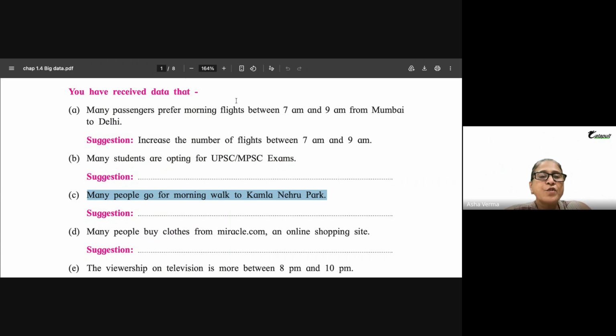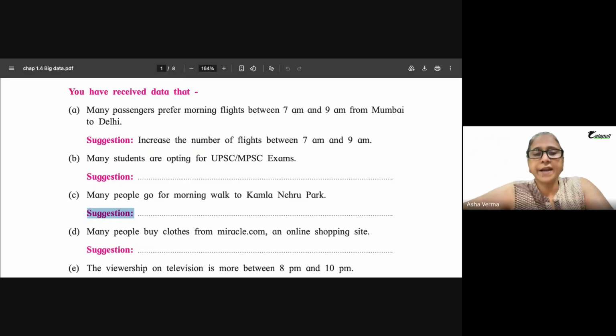Many people go for morning walk to Kamala Nehru Park. So if many people go to walk to Kamala Nehru Park, what suggestion will you give? Gurdev? What suggestion will you give? Pradyuman? Pranjal? Pratmesh? Rutika? Sama? Shobha? Kaun batayega? If many children go for morning walk to Kamala Nehru Park, what is going to be your suggestion? What suggestion are you going to give? Right? You can give suggestions that there should be a better walking track, there should be more benches, there should be drinking water facilities, there can be more security, there can be arrangement for first aid, right? Because if so many people are there, people will need that kind of facility, right?